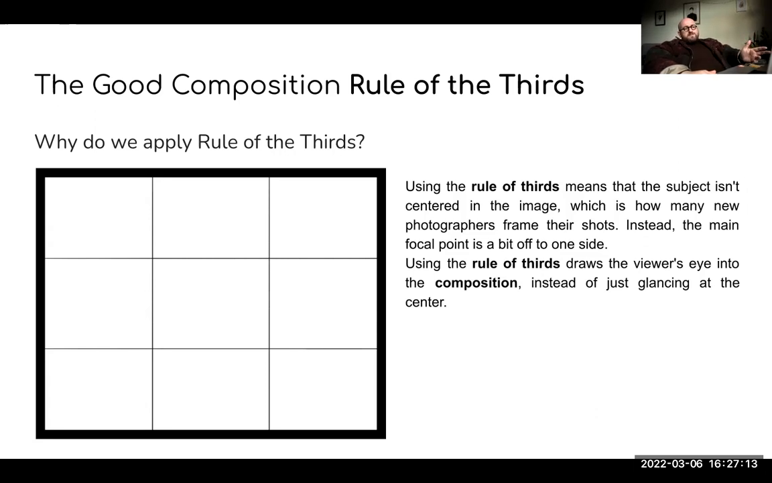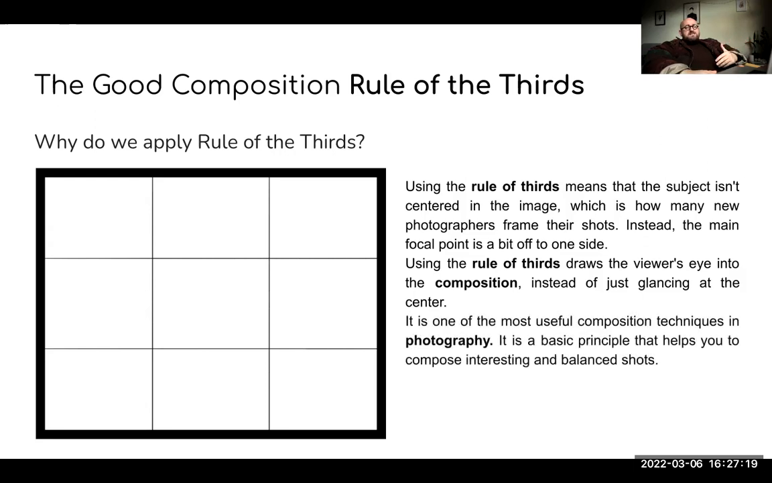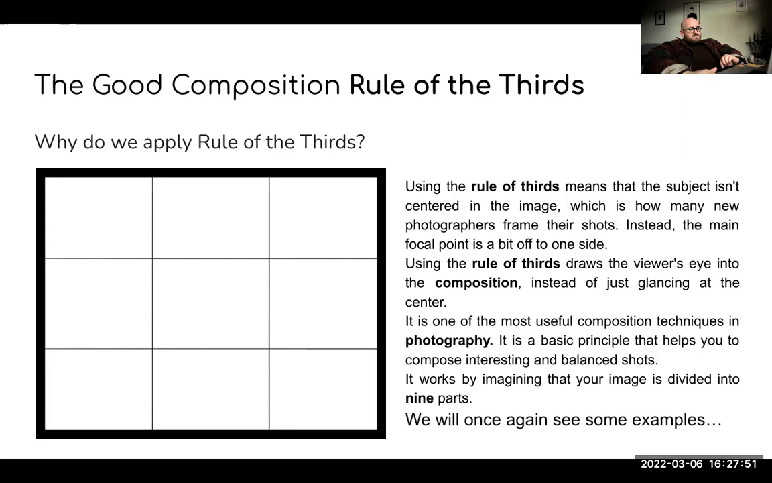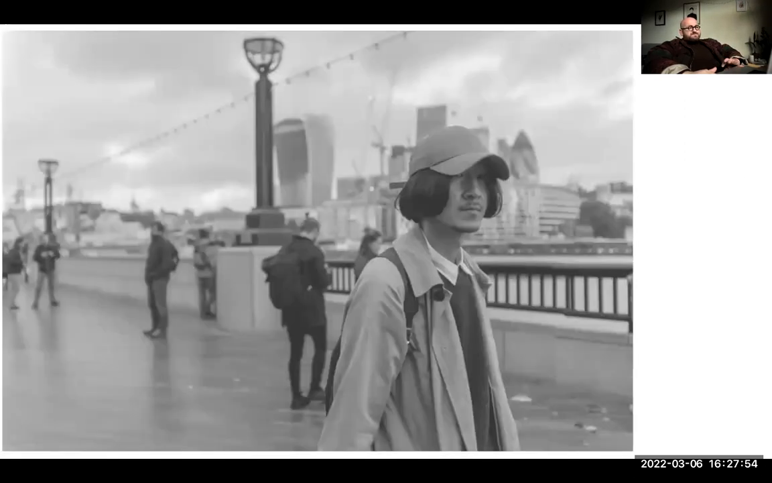Using the rule of thirds draws the viewer's eye into the composition instead of just glancing at the center. Basically, you're not just glancing at one person. You're literally seeing the entire photograph, because every single inch you move left or right, there is a story, and that story is something you can read, and that's what makes it powerful. It's something I explained earlier, so you're just reading the paragraph as we go. But once again, let's see some other examples.